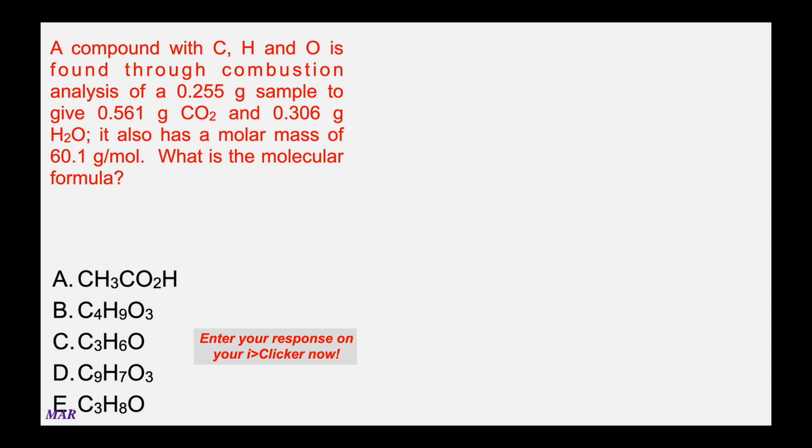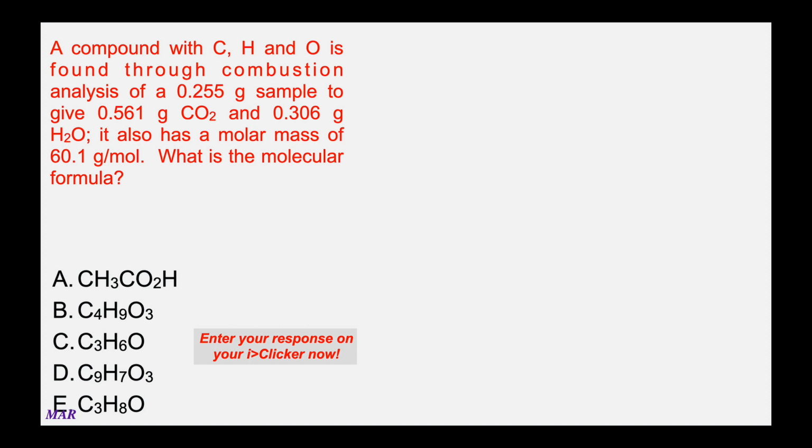That's like step one. When you have moles of carbon, you want to multiply moles of carbon by 12 grams per mole to get the grams of carbon, because all of the carbon in CO2 came from the CHO compound. So you're going to end up with moles of carbon and grams of carbon from the CO2. And you're going to do a similar thing with the water.